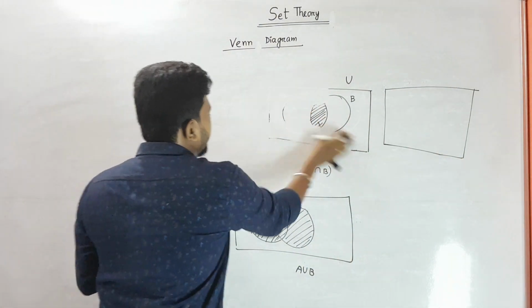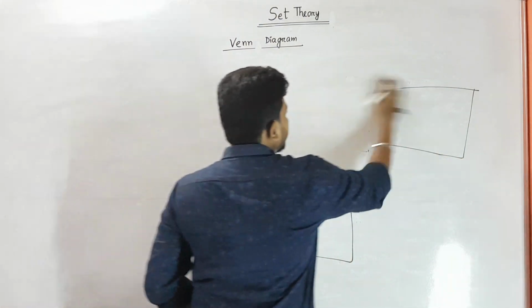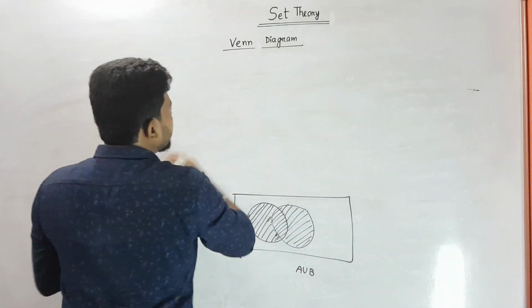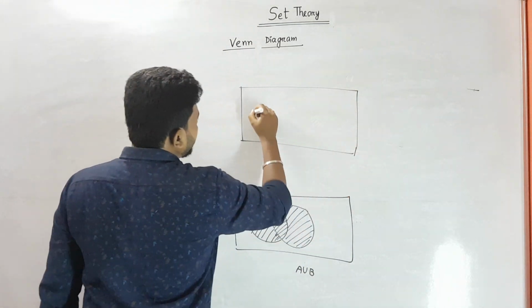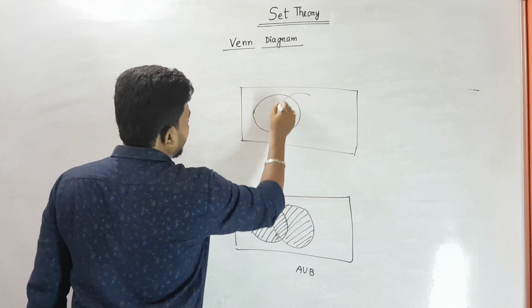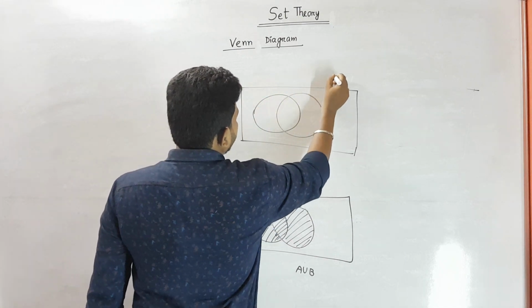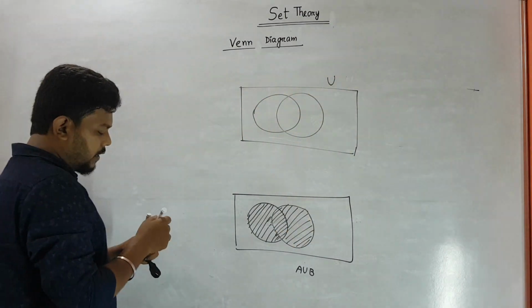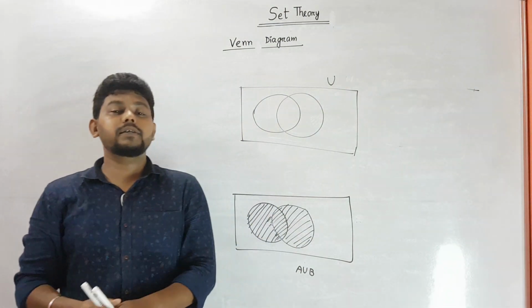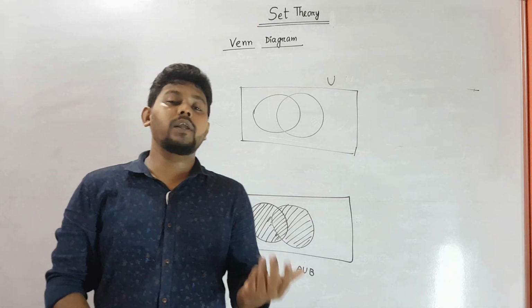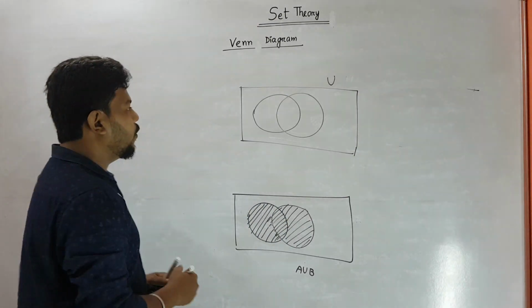Okay, if I rub this, this is your A minus B. This is capital A, capital B. This is the universal set. Now, what does A minus B represent? The set of all elements which are present in A only but not in B.